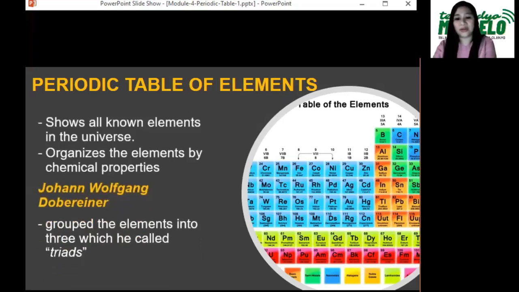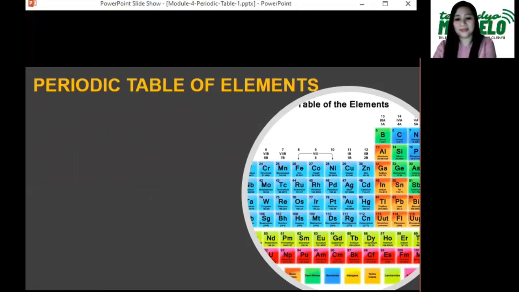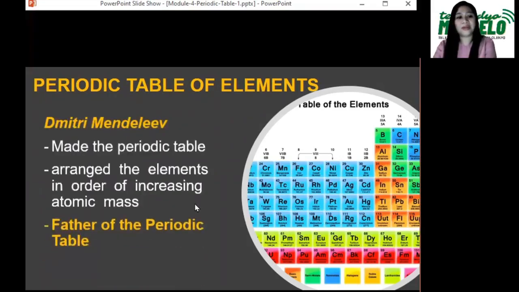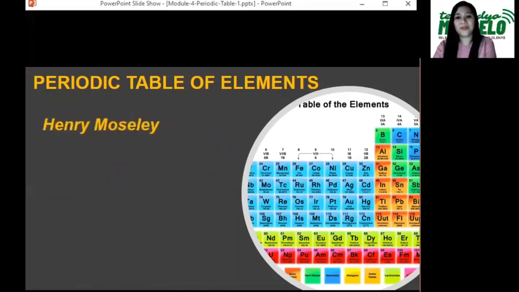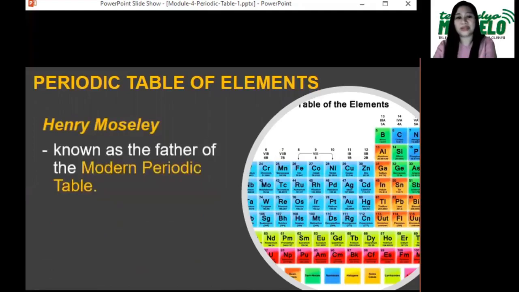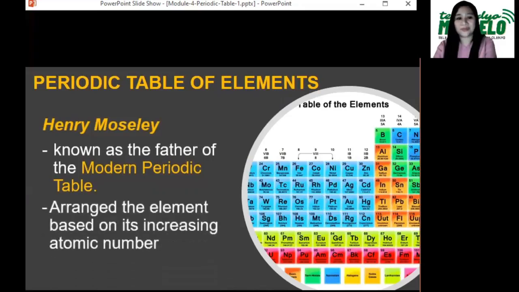Johann Wolfgang Dobereiner grouped the elements into three, which he called triads. Dmitri Mendeleev made the periodic table. He arranged the elements in order of increasing atomic mass. He is known as the father of the periodic table. Henry Moseley is known as the father of the modern periodic table. He arranged the elements based on their increasing atomic number. Do you have any questions? All right, let us now move to the next lesson.